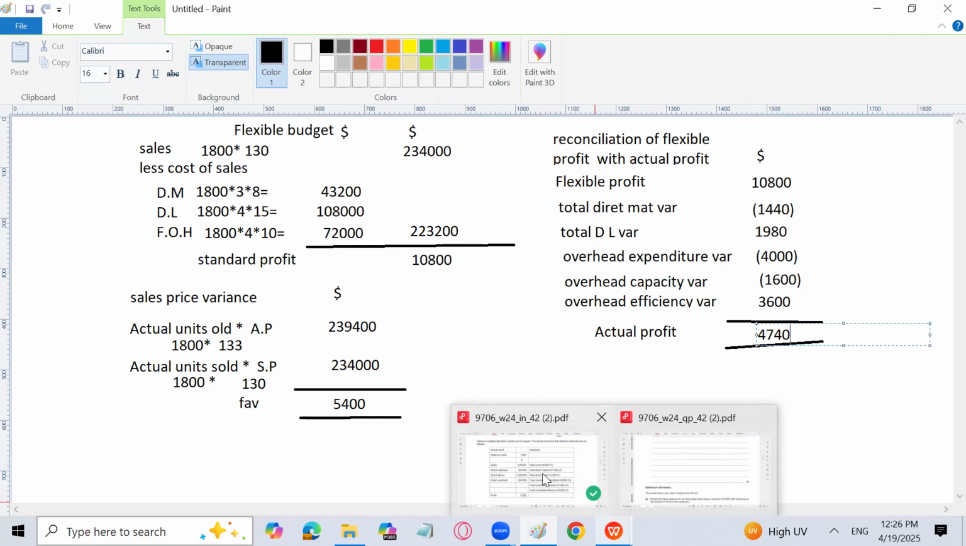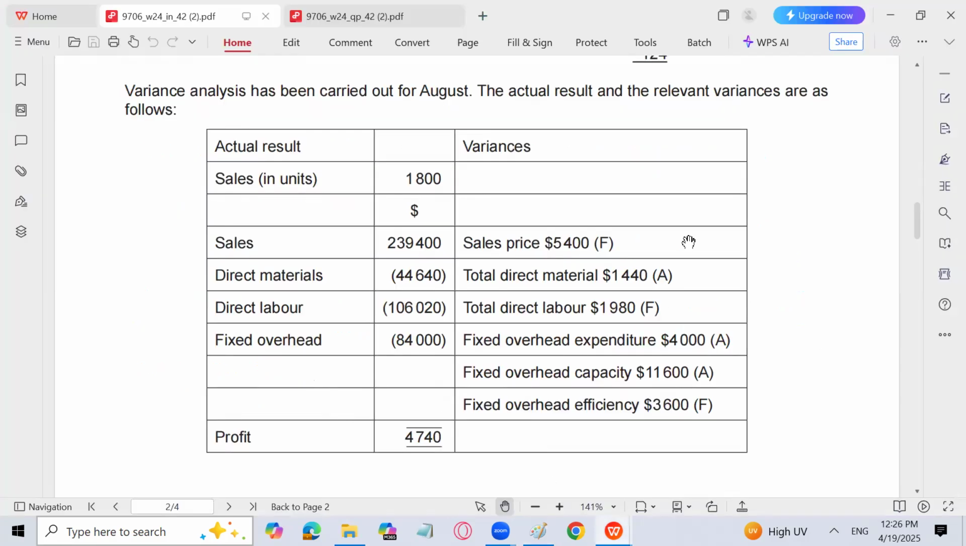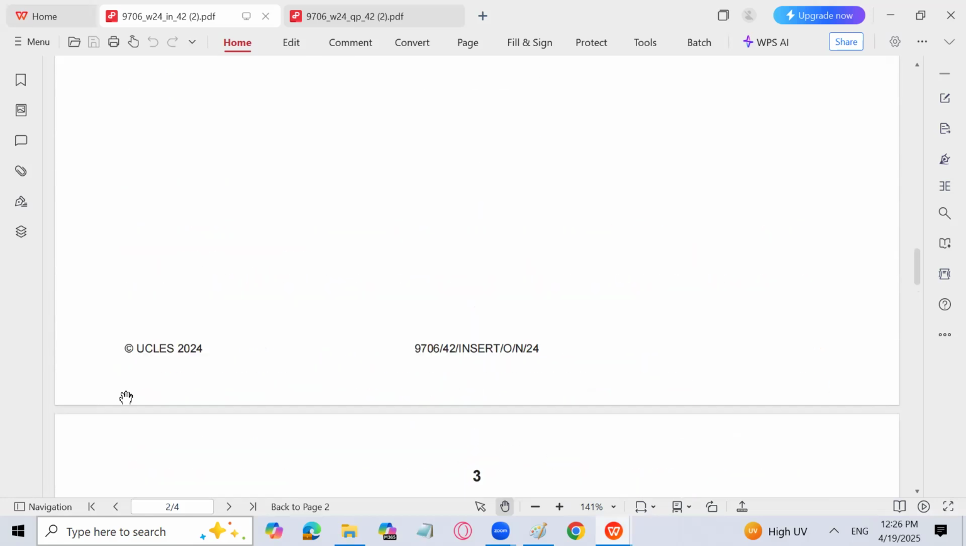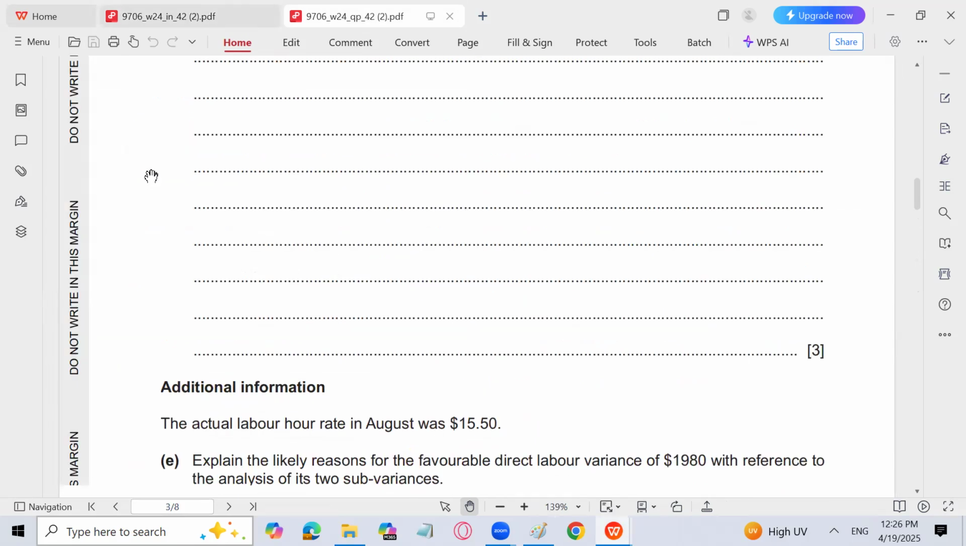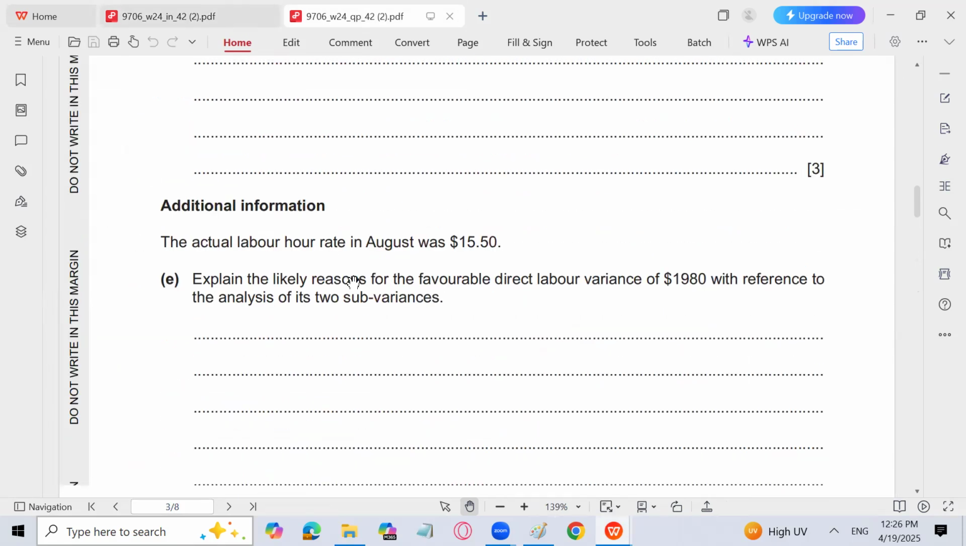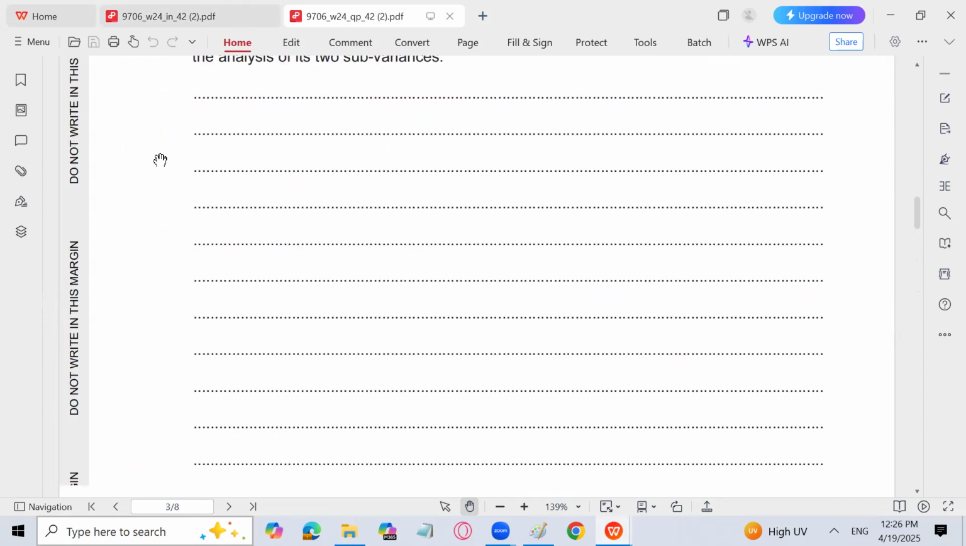He didn't ask us to find variances actually. So this is a little different question, but an easier one. Different hai, but आसान है, मुश्किल नहीं. So let's go for the next part of the story. The actual labor hour rate in August was 15.5. Actual rate is 15.5. Explain the likely reason for the favorable direct labor variance of 1980 with reference to the analysis of its two sub-variances. So let's do that, and we'll go with the two sub-variances also.